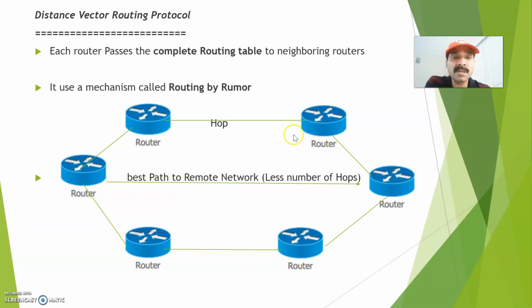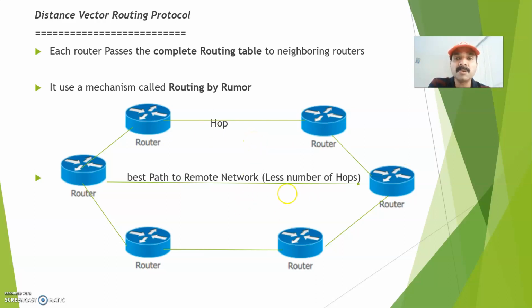But the only disadvantage about the distance vector routing protocol is that each and every time any change is made, it will pass the complete routing table to the neighboring router, which is not the case like link state, right? So link state will send only the triggered updates, but the distance vector routing protocol, each and every time, will pass the complete entire routing table to the neighboring routers. So in that way, it will consume more CPU and memory. That is the only disadvantage about the distance vector routing protocol.